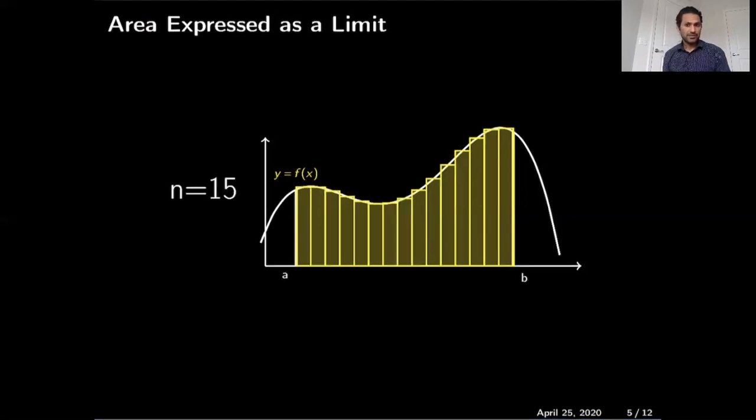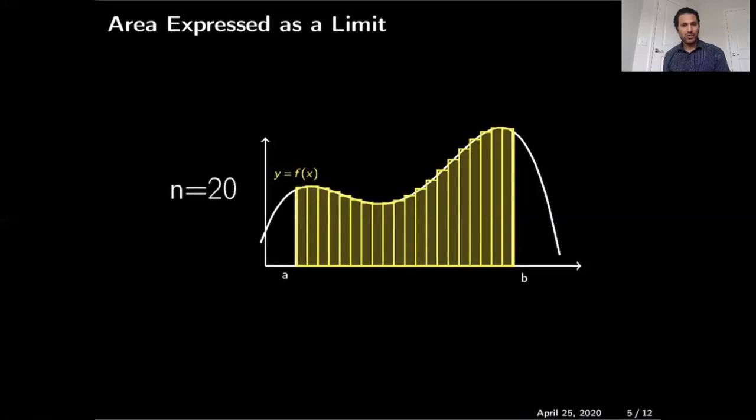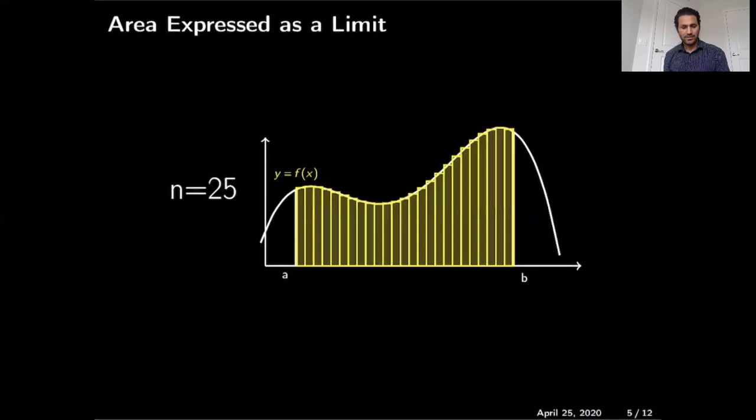N equals 15 gets really better. N equals 20: if I divide into 20 pieces, the error is getting smaller. N equals 25.